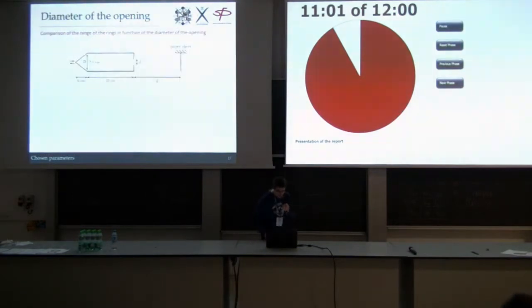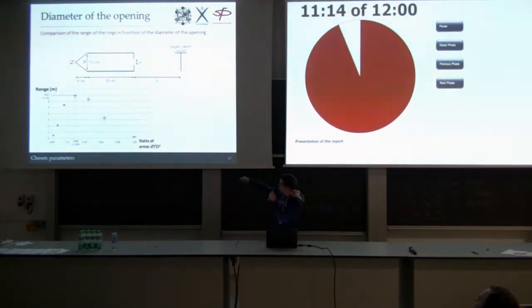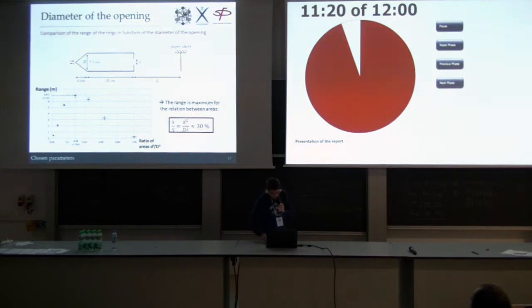Now, let's see the diameter of the opening. We use a little vortex cannon and we make the diameter vary, and we plot the range as a function of this diameter, or as a function of the ratio of the areas. And we have a maximum here around 30 degrees. So the range is maximum for the relation between areas of 30 degrees.